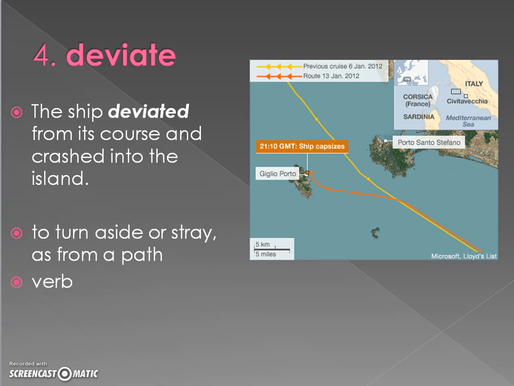deviate. The ship deviated from its course and crashed into the island. Deviate means to turn aside or stray as from a path, and it is a verb. So if you take a look at the picture that is on the slide right now, this is a picture of a cruise ship that was off the coast of Italy. And the yellow line is the actual route that the ship was supposed to be taking.